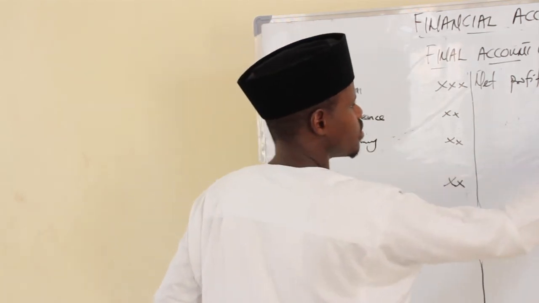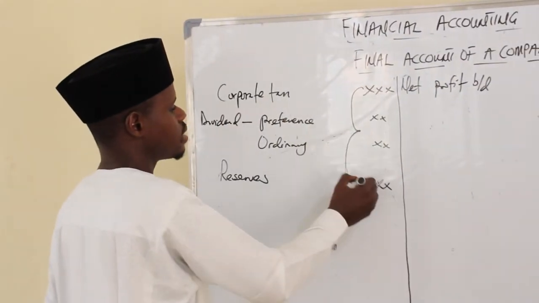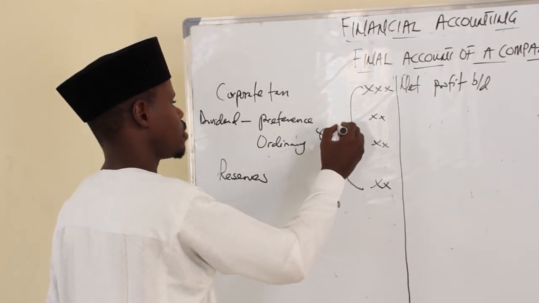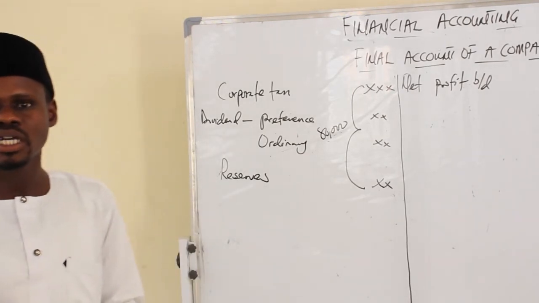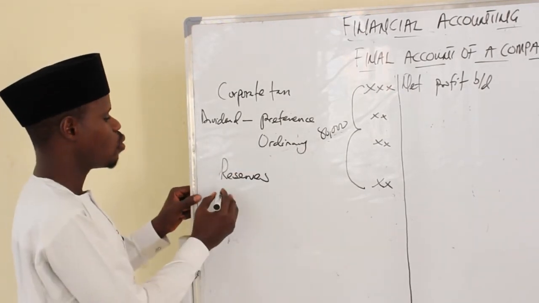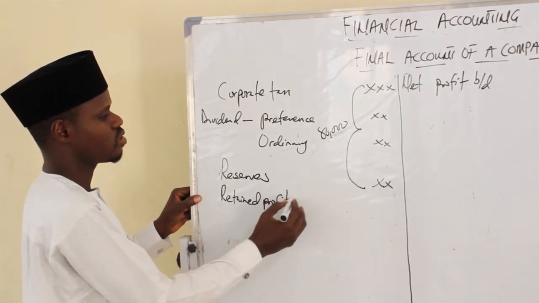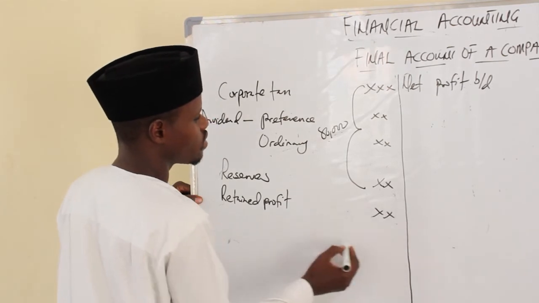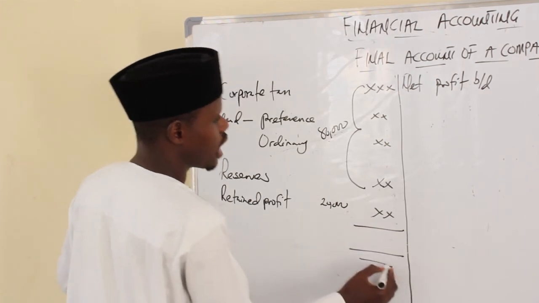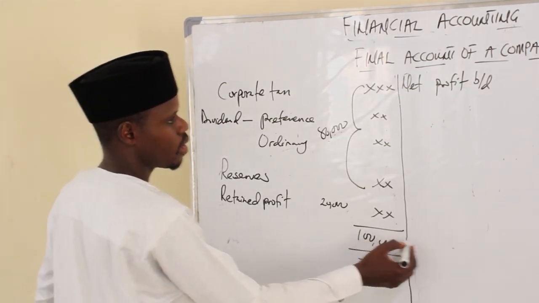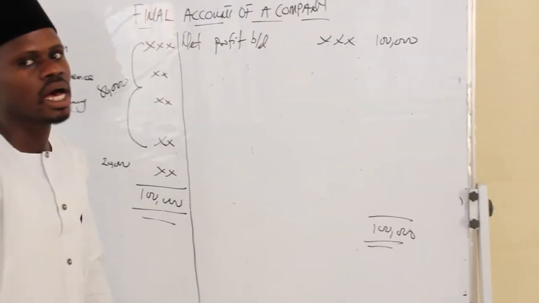Now the difference, let's say for example here is 100,000 naira, and probably the total of these items is 80,000 naira. We still have a difference of 20,000 naira. That remaining 20,000 naira is what we refer to as retained profit. So we are going to have a retained profit here, which in this case will be 20,000 naira. By the time you add, the debit side will give you 100,000, and likewise the credit side will give you 100,000. And the account balances.